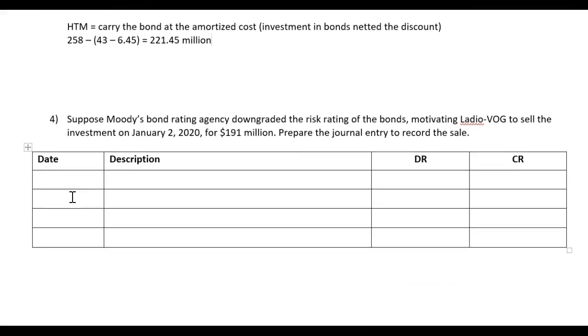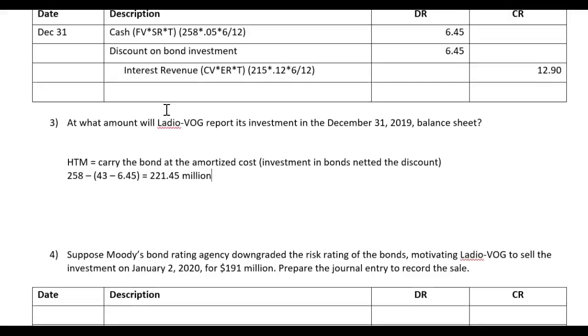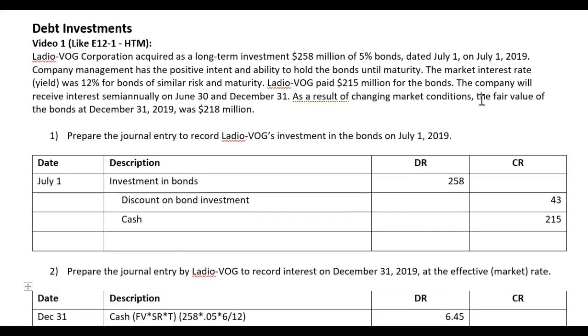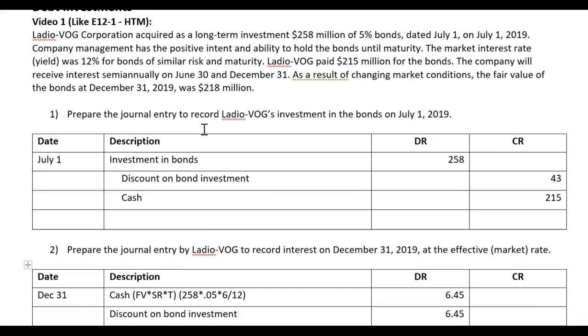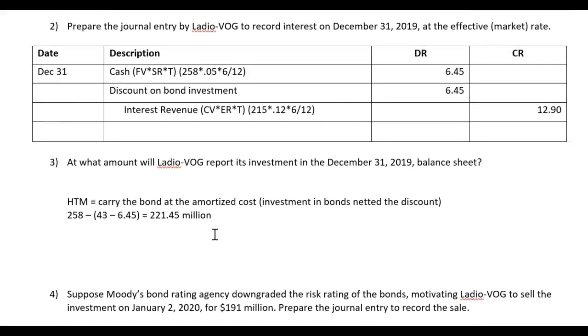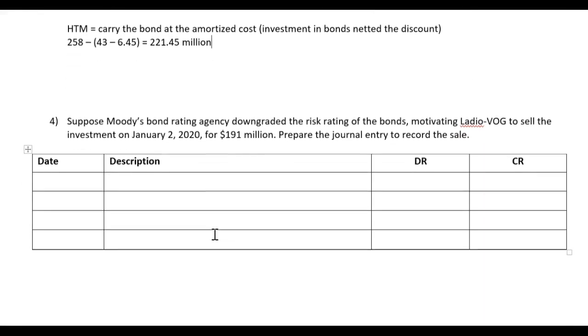All right, so this is a held to maturity. We do not care about the fair value. Notice it says that the fair value of the bonds at December 31st was 218. For an HTM that doesn't matter, because we carry them at amortized cost, so it's going to be reported at 221 regardless of fair value.